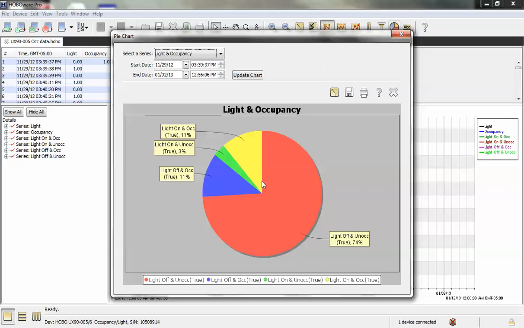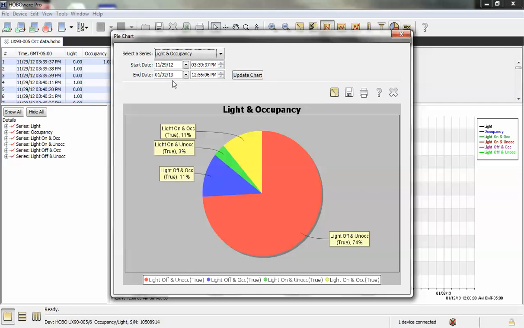You have your standard pie chart. You can see that 74% of the time the lights were off, the space was unoccupied. 11% of the time the lights were on and it was occupied. 3% it was unoccupied and the lights were on. And 11% it was occupied but the lights were off.